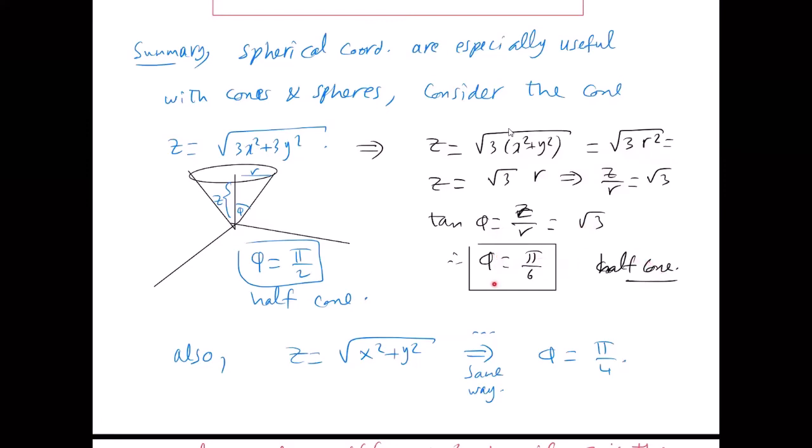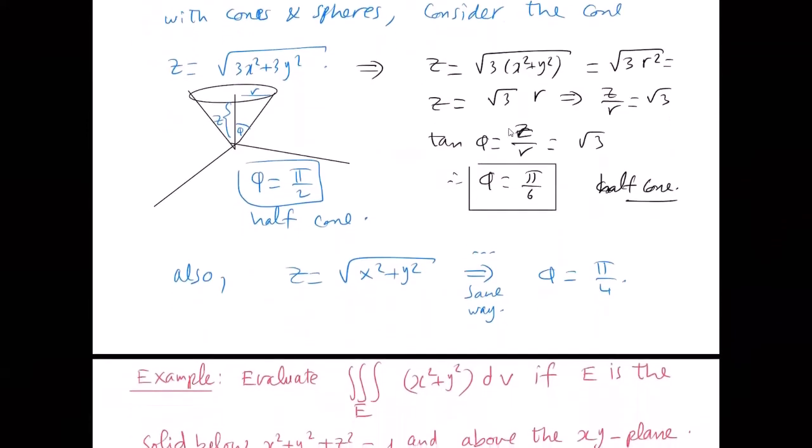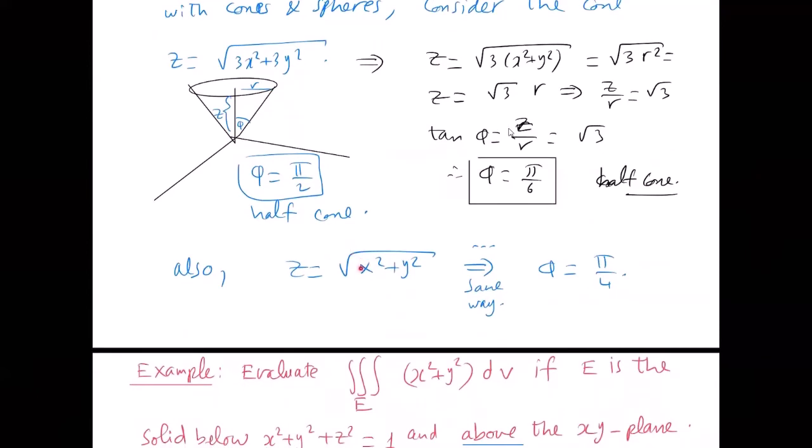This is the half cone again. If we have phi equals pi over 2, we have another half cone, and so on. Then the typical example is root x squared plus y squared, where phi equals pi over 4, because tan phi will be 1 here, because there is no root 3.